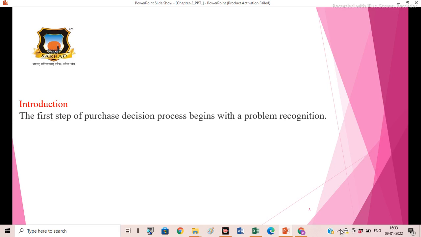The first step of the purchase decision process begins with problem recognition. This is when the consumer identifies a need, typically defined as the difference between the consumer's current state and their desired or ideal state. Hence, studying the consumer's decisions is very important. For that, the problem should be recognized.